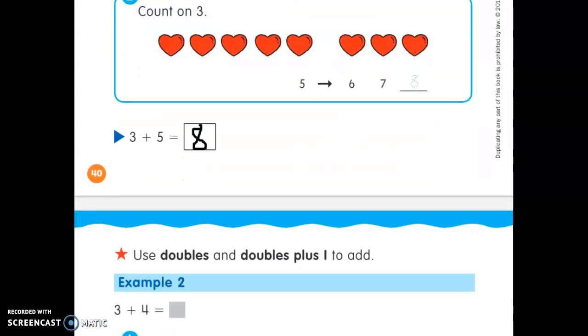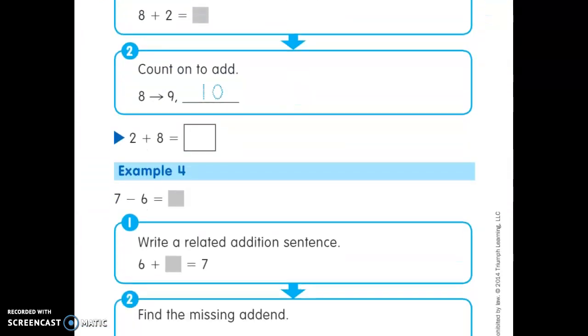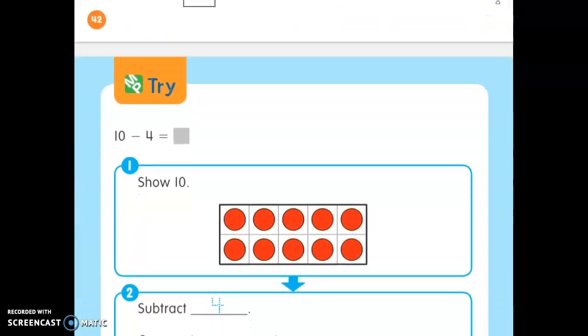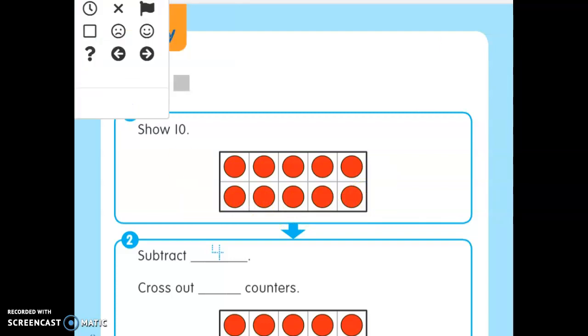So that was adding, and I also wanted to go over a subtracting page. So I'm going to fast forward all of this to this page. So it says 10 minus 4 equals an unknown number. So how do we show that? Well, first we're going to start by using 10 frames, and we need to show 10. So to show 10, we need to fill in every single square because we know 10 makes a whole 10 frame complete.